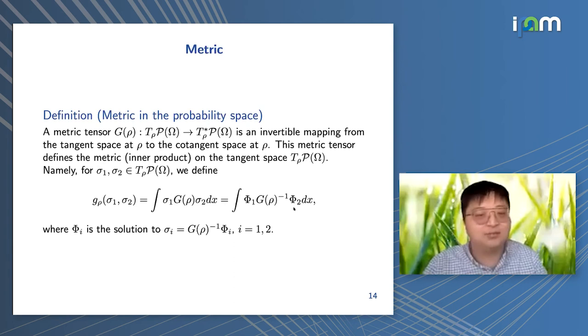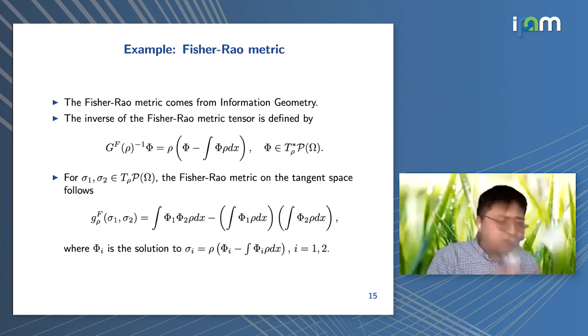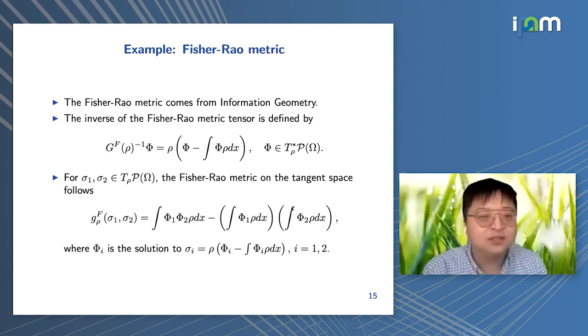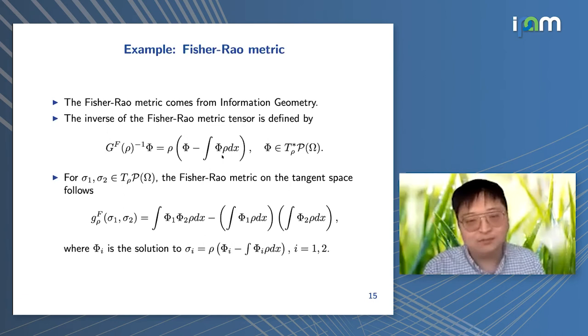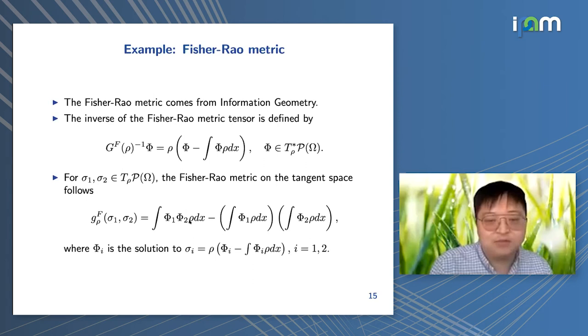Let's introduce these two interesting information metrics, which are very popular in the literature. The first one is the so-called Fisher-Rao. Fisher-Rao is very simple in the following sense. The metric inverse is a linear map, rho times phi, minus an additional normalization constant to work with. You have to make sure your space lives in probability space, which means the normalization should be one. Then you write down your metric: phi one times phi two times rho, minus the normalization constant.